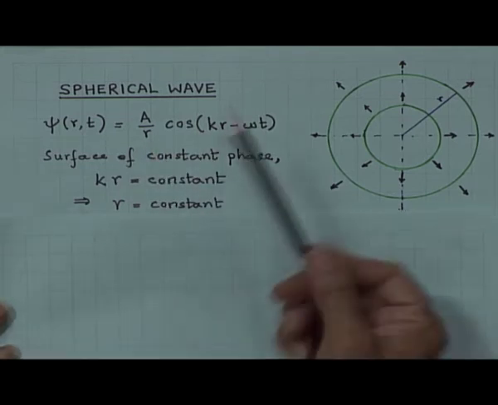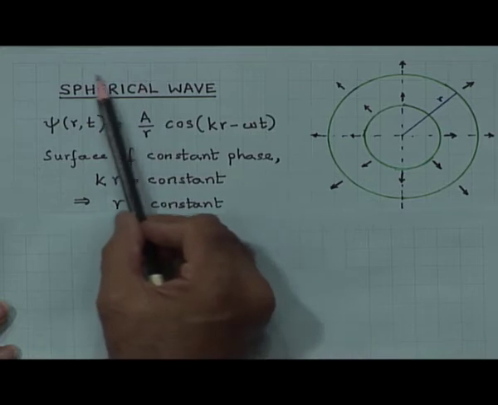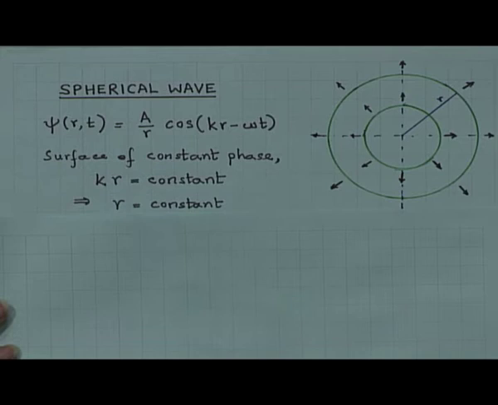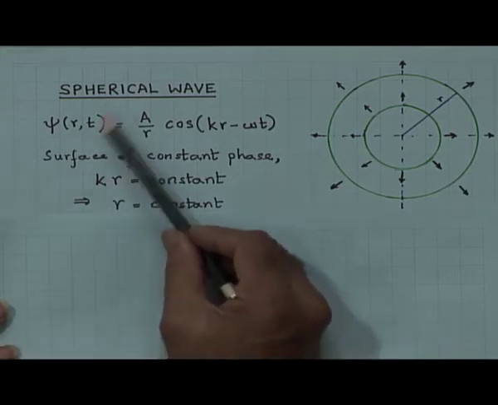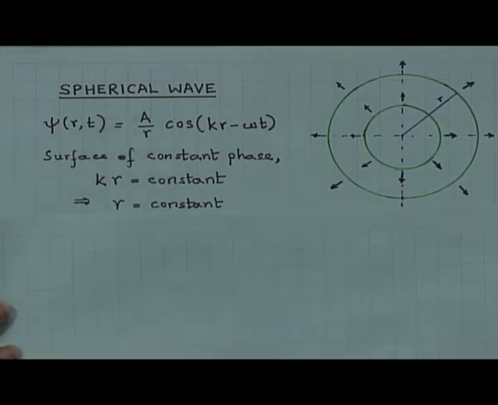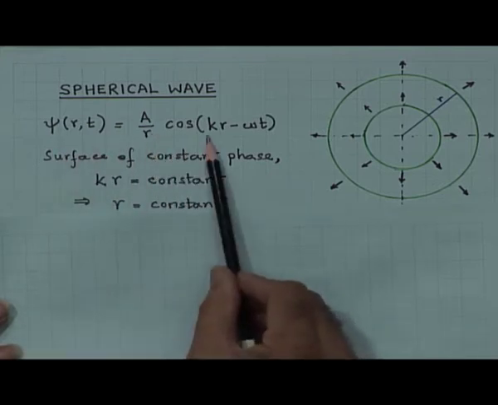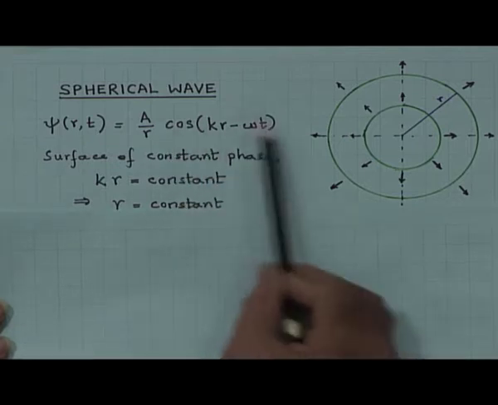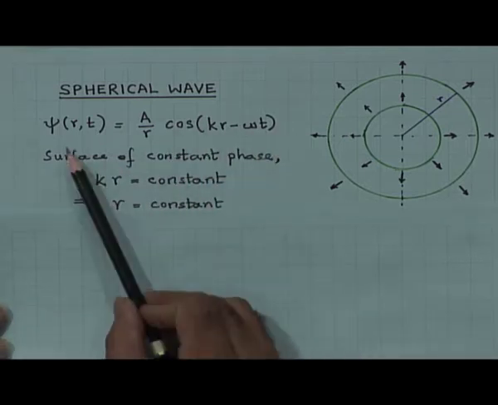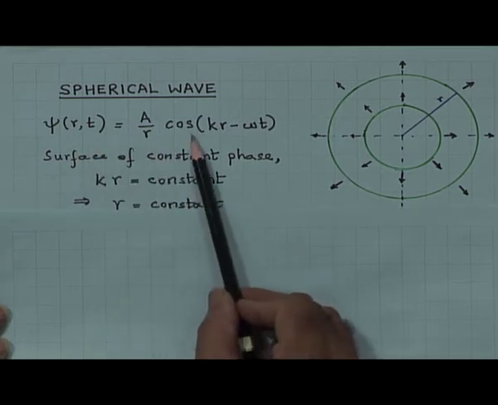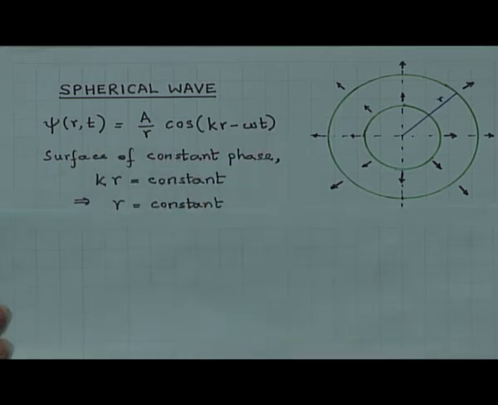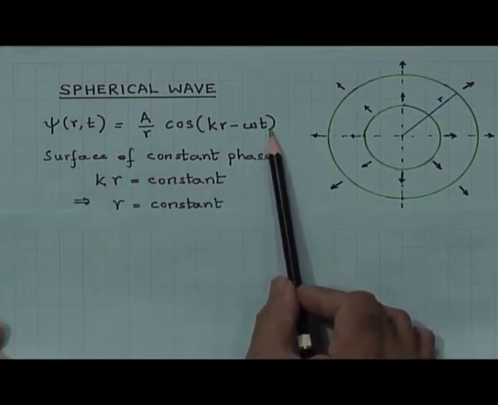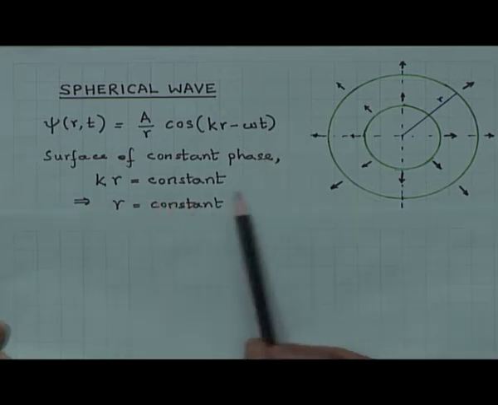As before, if we extend the definition of the wave, spherical wave must mean a wave with a wave front which is a sphere. So, the wave fronts must be surfaces of spheres, and let us see whether a representation like this represents surfaces of spheres or not. So, psi of r is equal to a by r into cos k r minus omega t. Surface of constant phase at any given instant t equal to t1 is k r equal to constant.